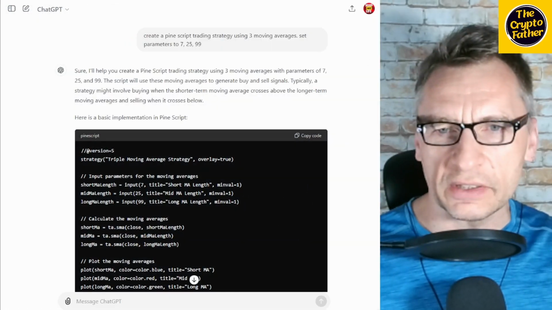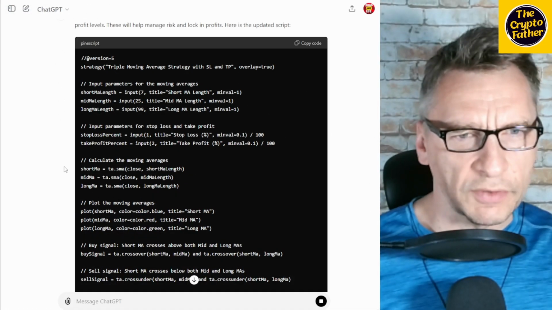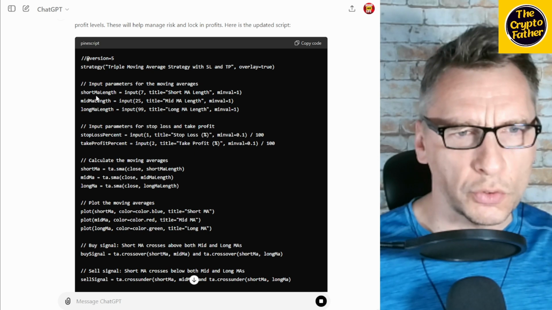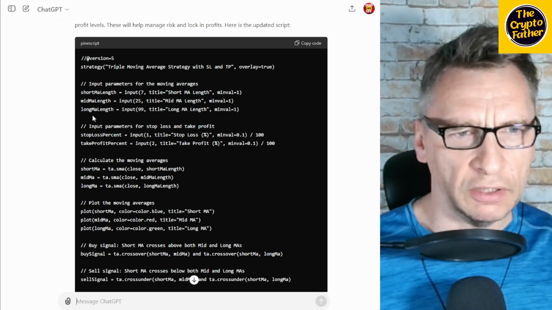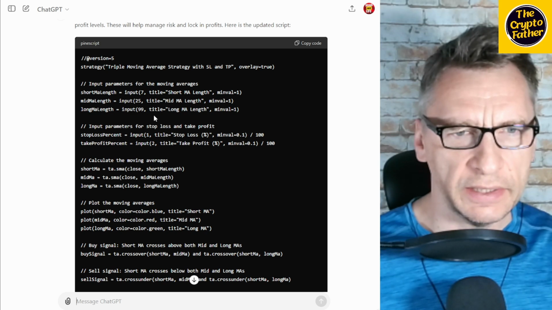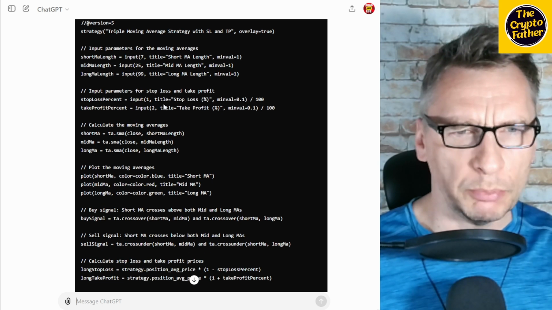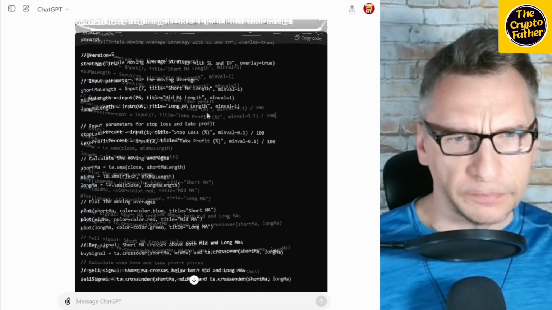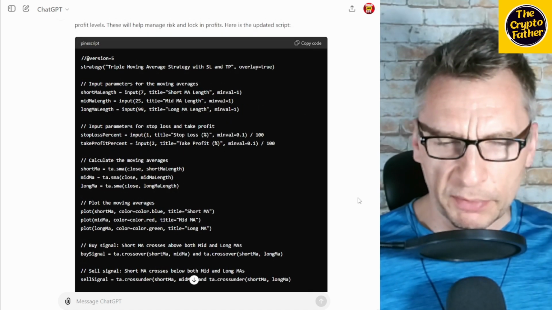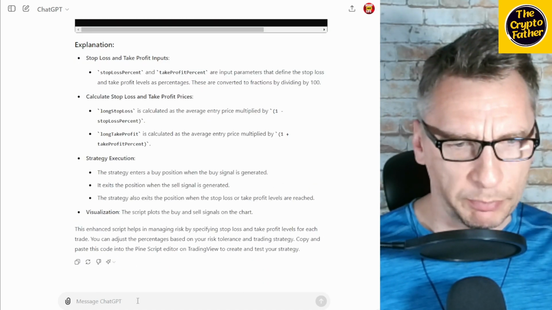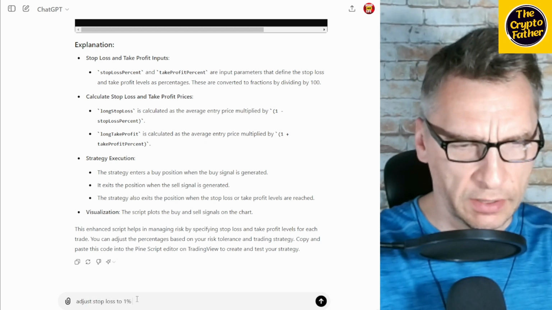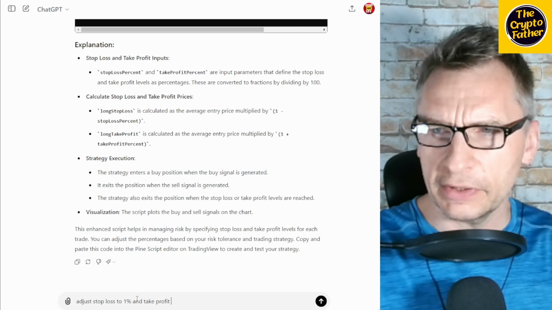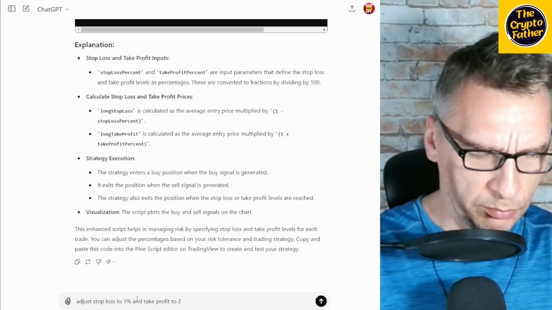Okay, I forgot to set stop losses. Okay, so let's have a quick look here. So we've got short MA length 7, mid MA length 25, and long MA length at 99, and then stop loss percentage. I don't know if this is set, so maybe I'd like to set the stop loss. Let's set the stop loss at 1% and take profit at 2%.